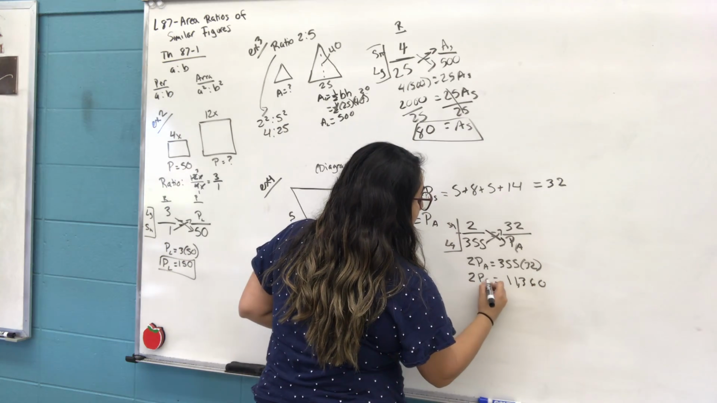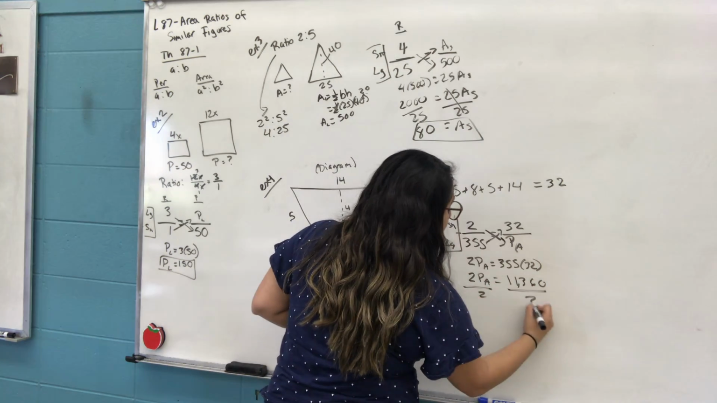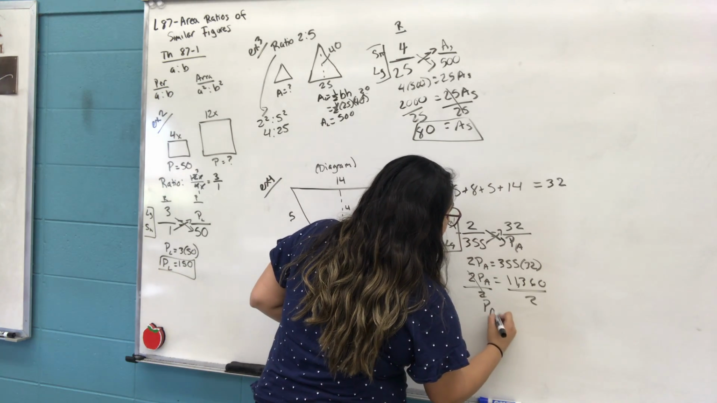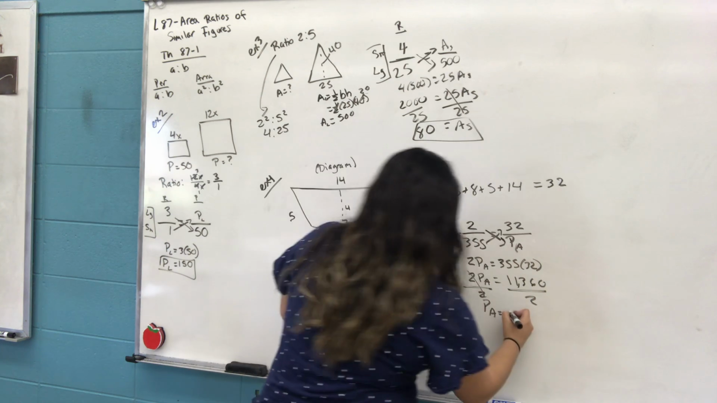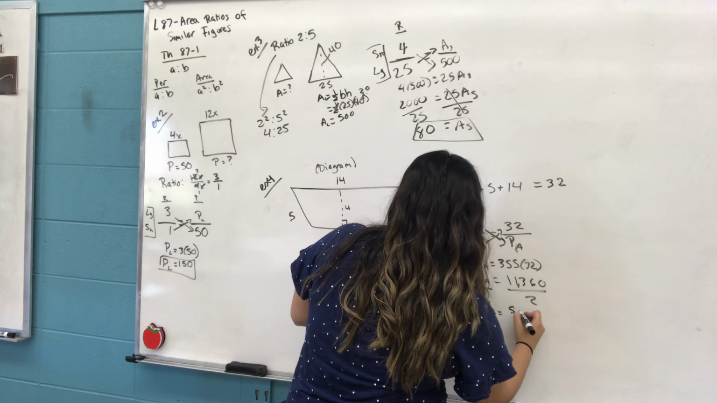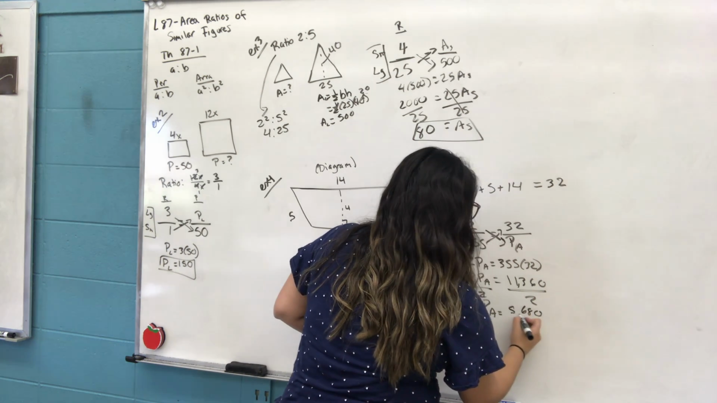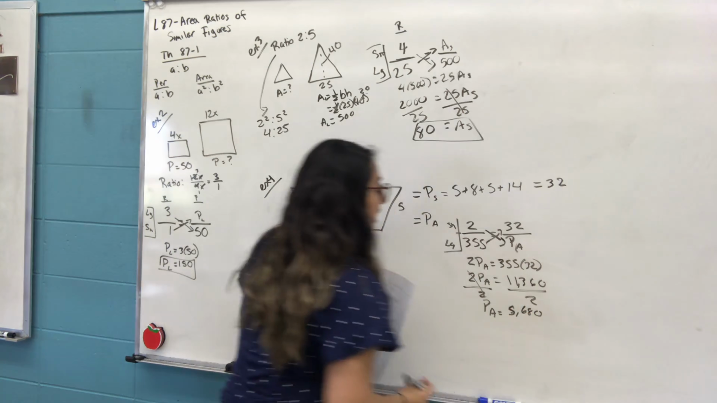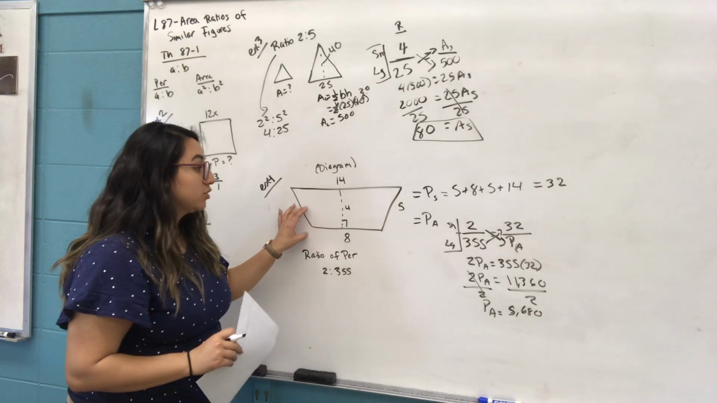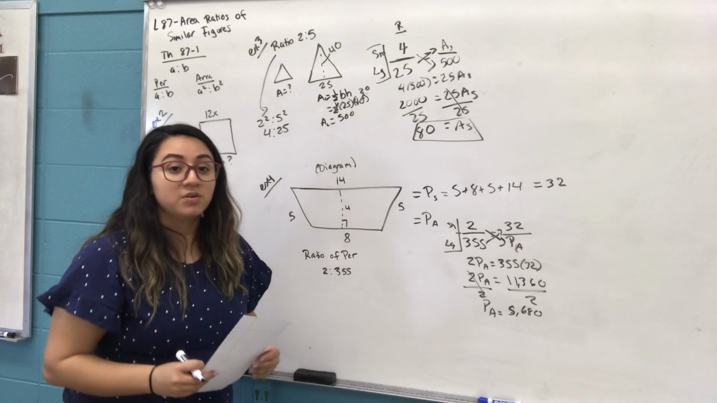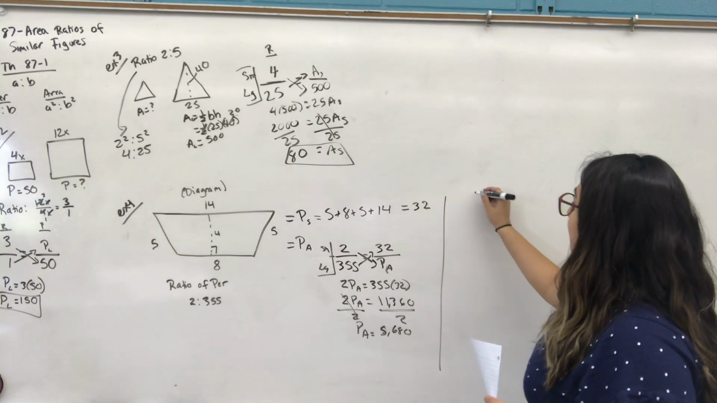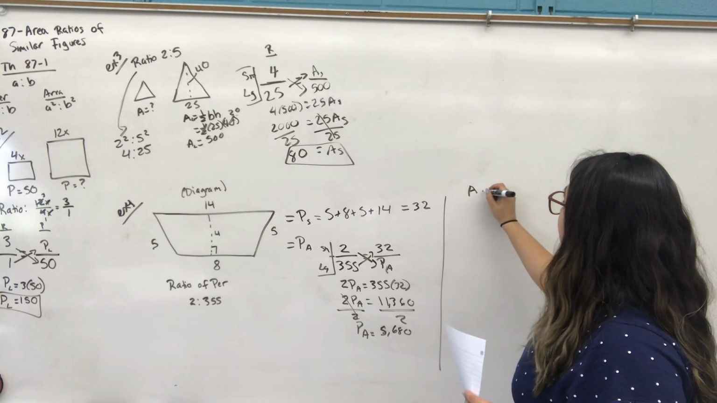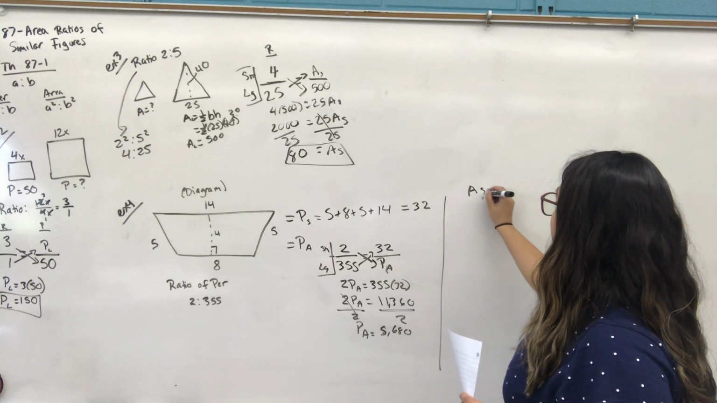And then we have the 2 times perimeter A. We want the perimeter by itself because we're trying to look for that. That means the perimeter of the actual shape, the actual garden, is 5,680. So 5,680 is the perimeter of the actual one. But now, let's go ahead and find the area. So we did all of this for the area, or for the perimeter. Now for the area of the diagram, I'm just going to put the smaller one.